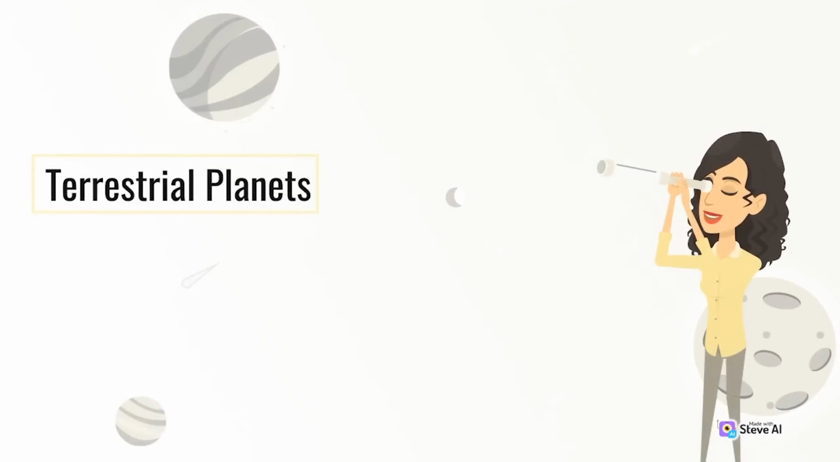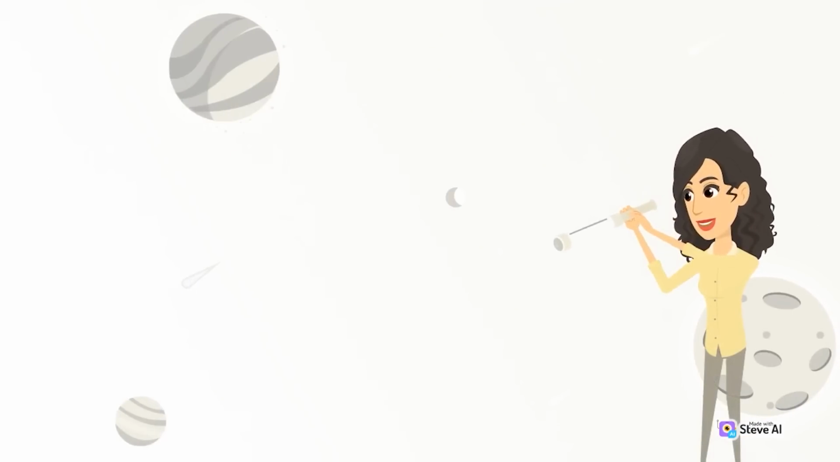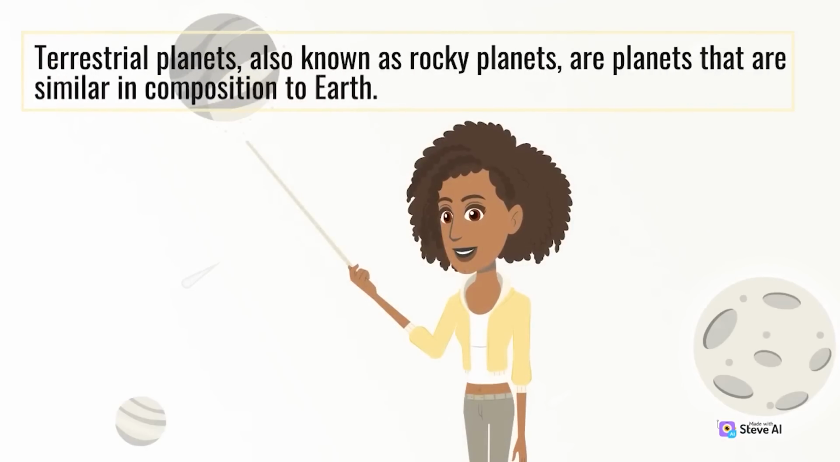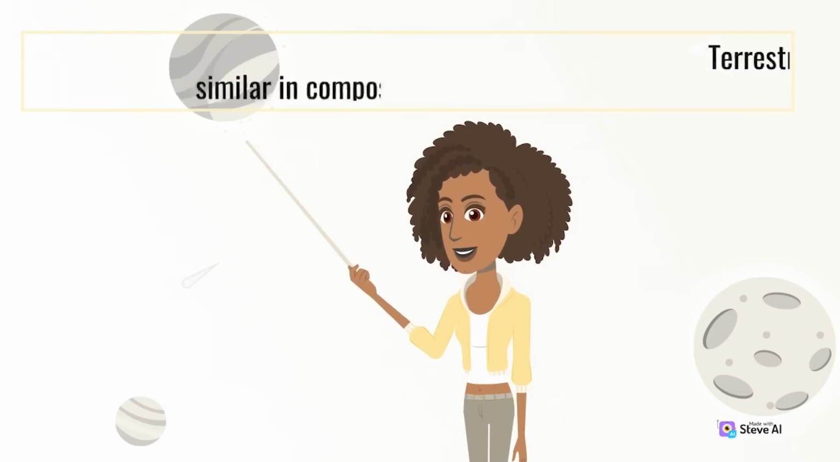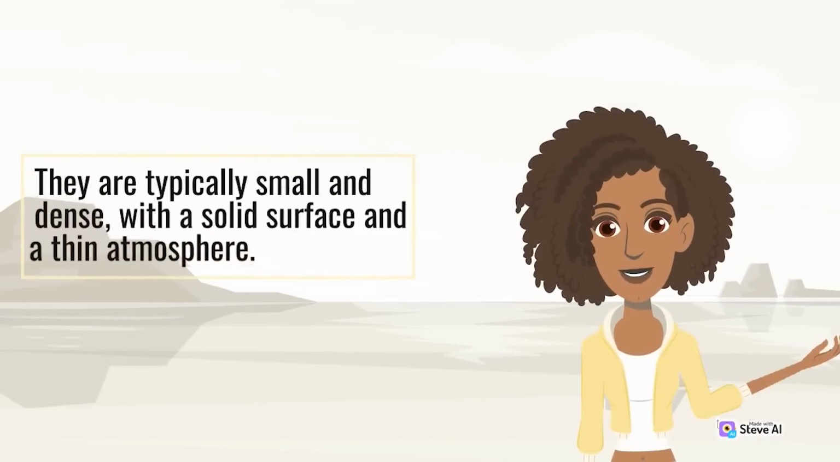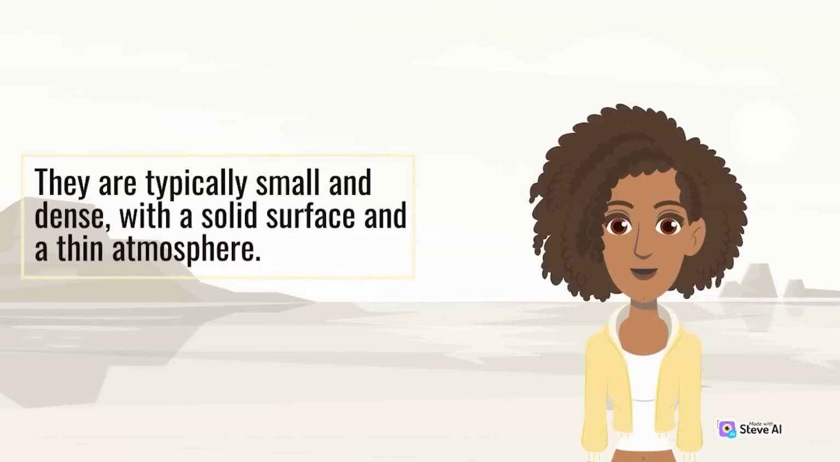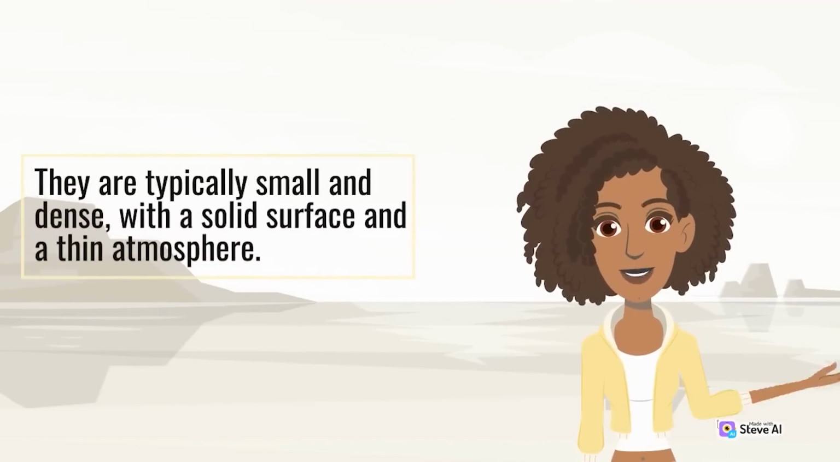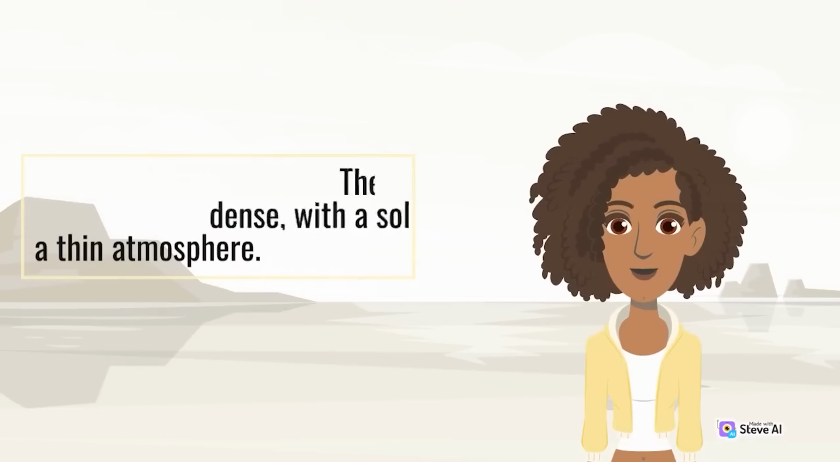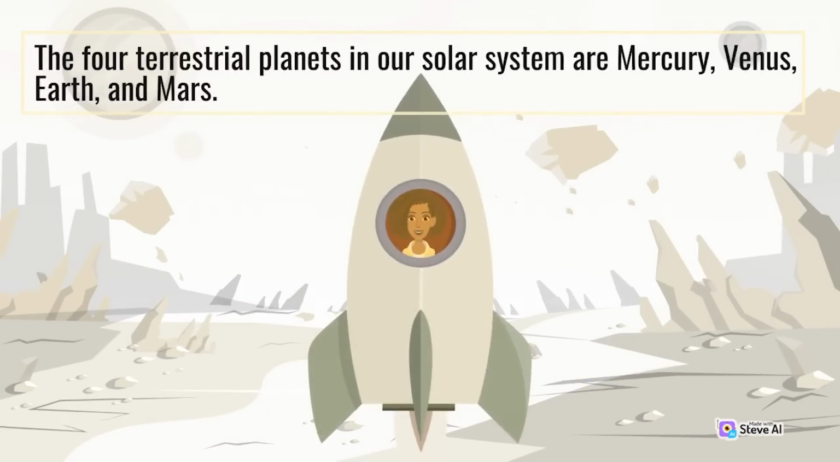Terrestrial planets. Terrestrial planets, also known as rocky planets, are planets that are similar in composition to Earth. They are typically small and dense, with a solid surface and a thin atmosphere. The 4 terrestrial planets in our solar system are Mercury, Venus, Earth, and Mars.